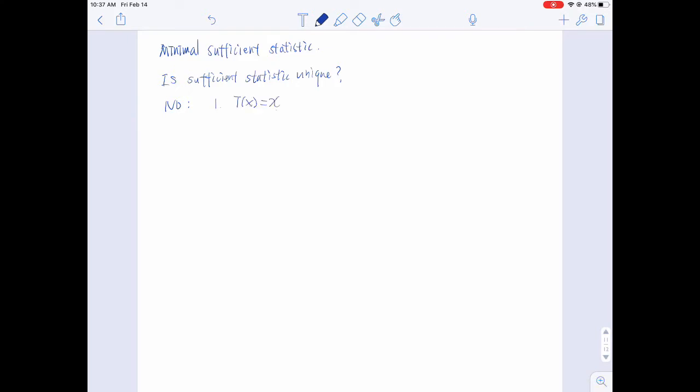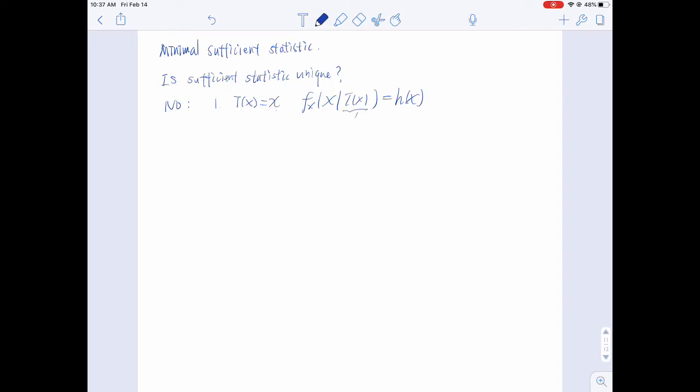One trivial example will be the statistic T(x) equal to x. Since x has all the information about the parameter theta, given T(x), the distribution of x does not depend on theta. The conditional distribution of x in this case is a constant function of theta, which means T(x) equal to x is a sufficient statistic.